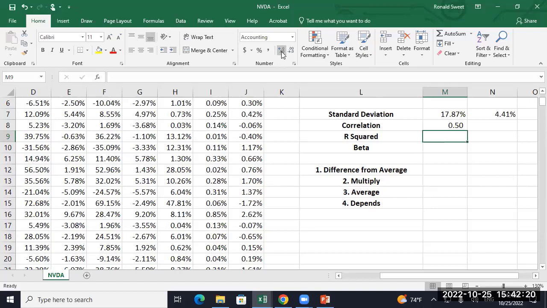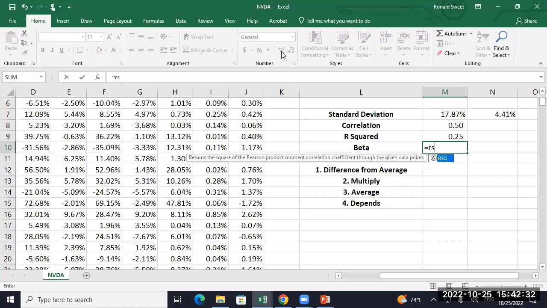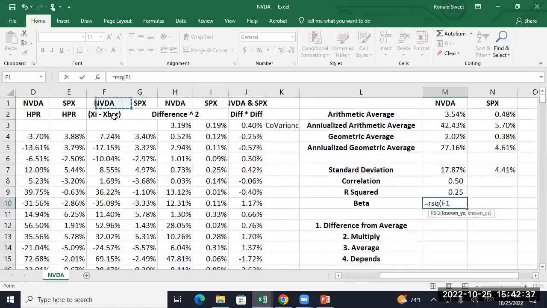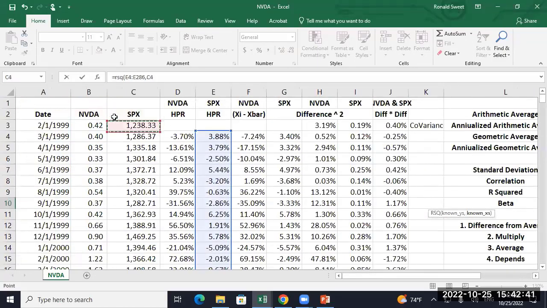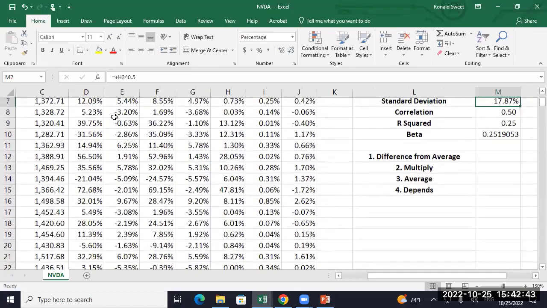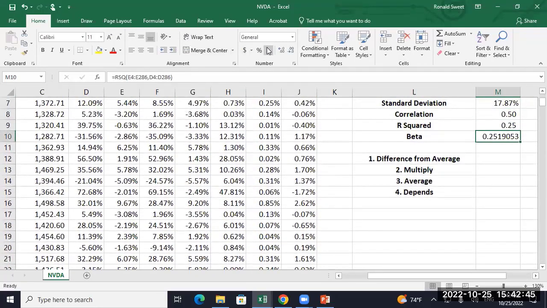What is R squared? That's the easiest one of all. R squared is R squared. So that's pretty straightforward. Now this one we can check, but I don't know why we would, but R squared. If you want to do it. That looked pretty close. If you get correlation, R squared is fairly straightforward.